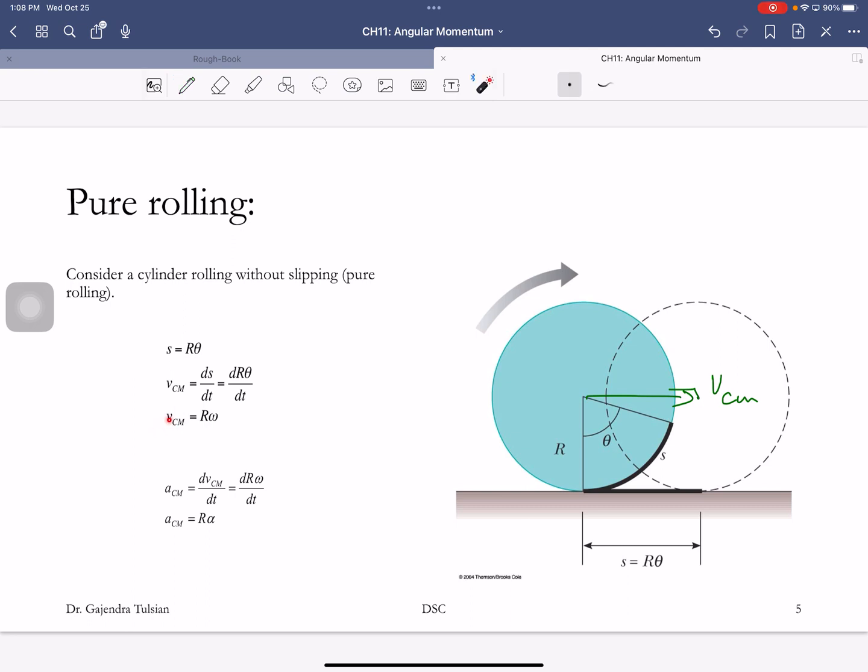If the center of mass velocity is changing, that's your acceleration, and that's equal to r times d omega by dt. So the acceleration of the center of mass is equal to r times the angular acceleration of the wheel. So if you have a bigger wheel, your final velocity will be greater, and your linear acceleration is also greater. So you can go 0 to 60 faster as well.